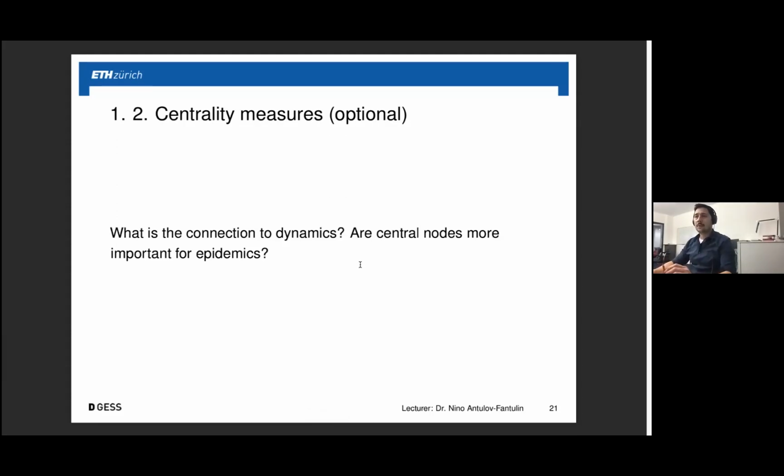Now, the next question I would like to ask: what is the connection to dynamics? Can you tell us, are central nodes more important, for example, for very specific dynamics, called epidemic dynamics? Think about it a little, and let's talk about degree centrality. What do you think?